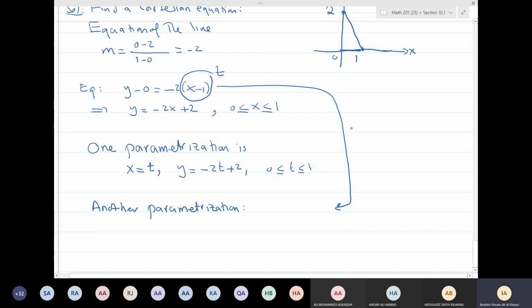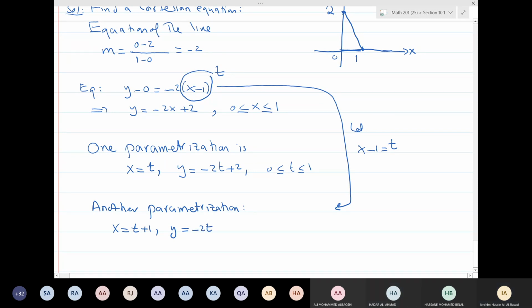So I will say let x minus 1 equals t. In this case, what is x? t plus 1. You take one to the other side, so x equals t plus 1. Then what is y? y is f of t plus 1, which is minus 2t. y minus 0 is y, minus 2 times x minus 1, and x minus 1 is t, so it will be minus 2t.